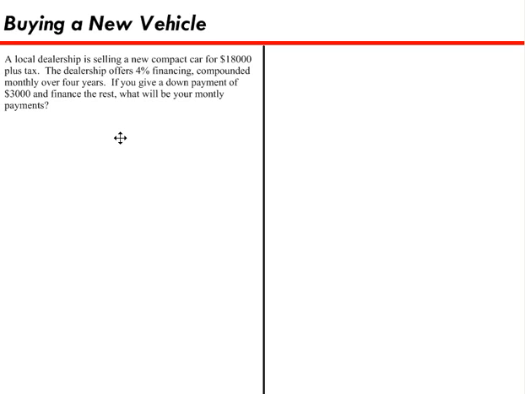So this is a pretty standard scenario for buying a new car. You've got the cost of the car, and you've got a financing rate, and you've got a down payment. And you need to figure out how much you're going to have to pay every month for this car to see if it's worth it. Well, since we're dealing with money and a vehicle, the first thing we're going to need to do is figure out how much this car is going to cost after tax, and that's step one.